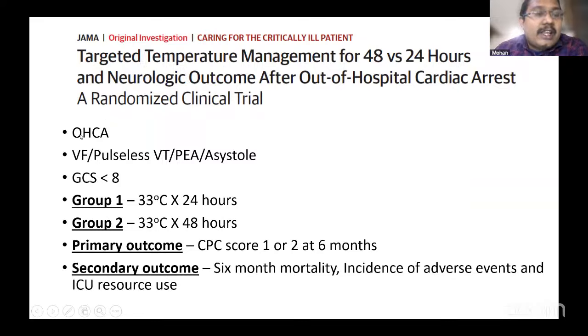Here, similar to the TTM trial, they've taken out of hospital cardiac arrest. They've included all rhythms, shockable and non-shockable, and patients presenting with GCS less than 8. Now, they randomized these participants into two groups. Group 1 is 33 degrees centigrade for 24 hours and group 2, 33 degrees for 48 hours. The primary outcome was CPC score, cerebral performance category 1 or 2, which is good, at 6 months. And secondary outcomes were 6-month mortality, incidence of adverse events, and ICU resource use.